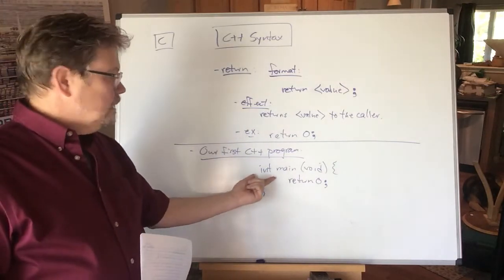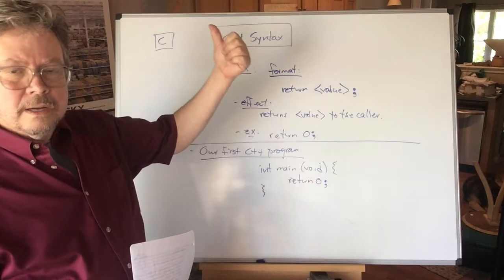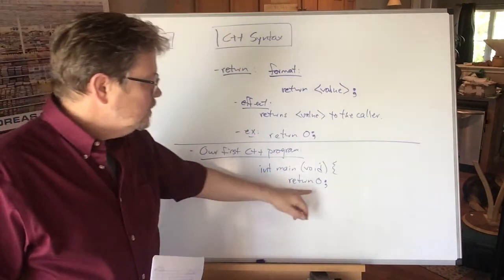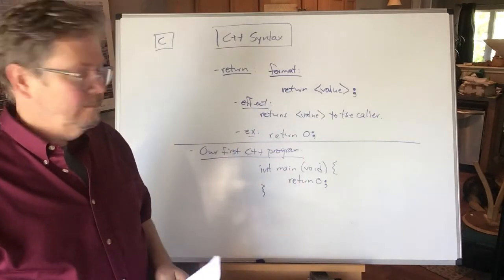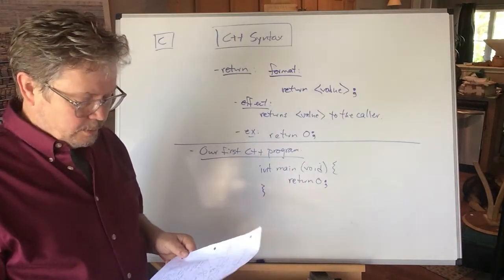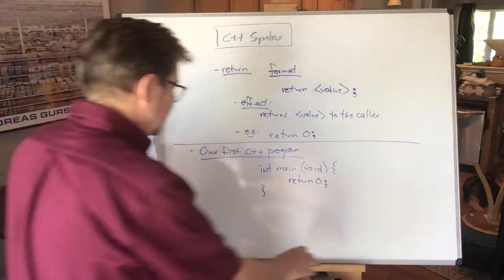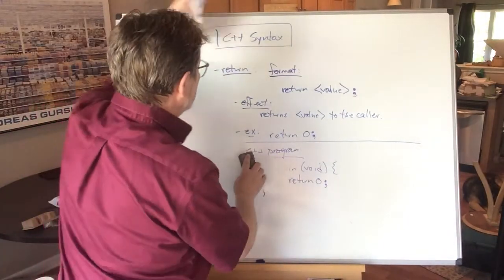When we put int out here, we are making a promise that we are going to send back a number to whoever called us, whoever allowed us to run. In this case, we're just returning a 0. So that is, believe it or not, a complete C++ program. Yeah, we're going to have to learn some more stuff if we're going to make our programs a little more interesting.